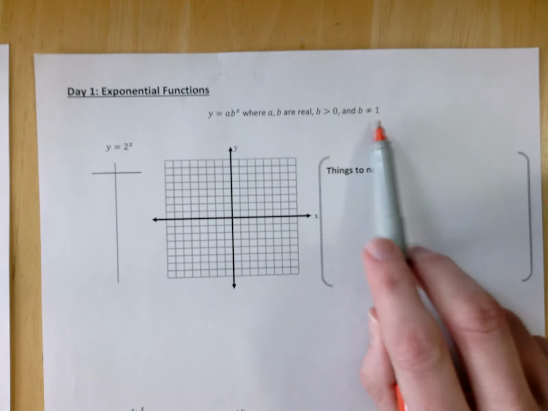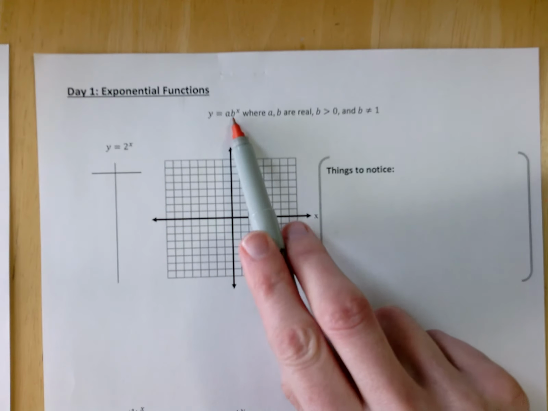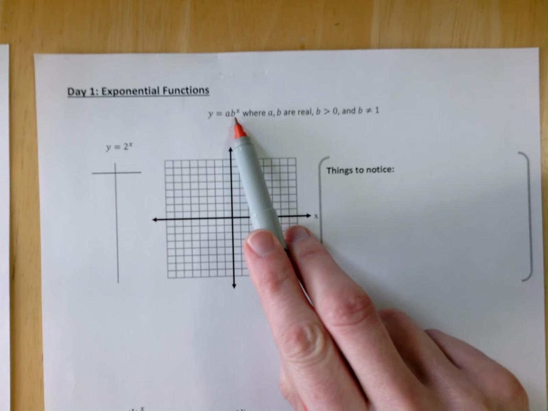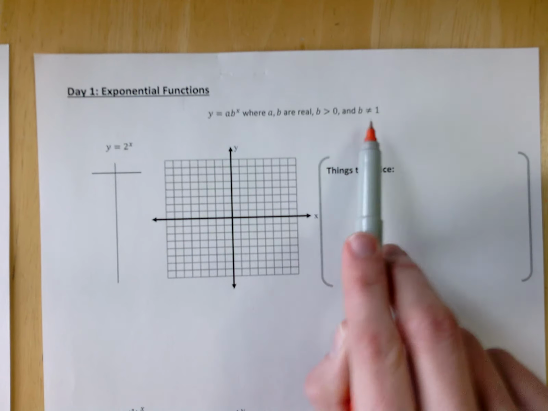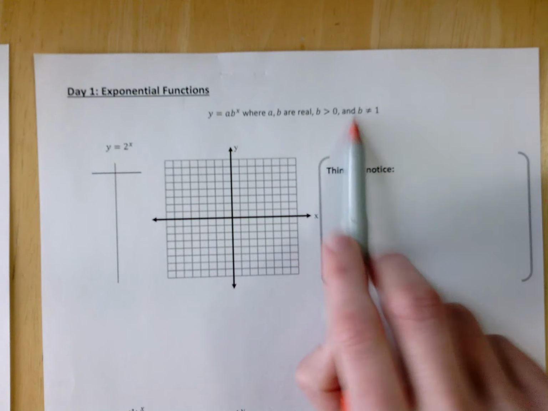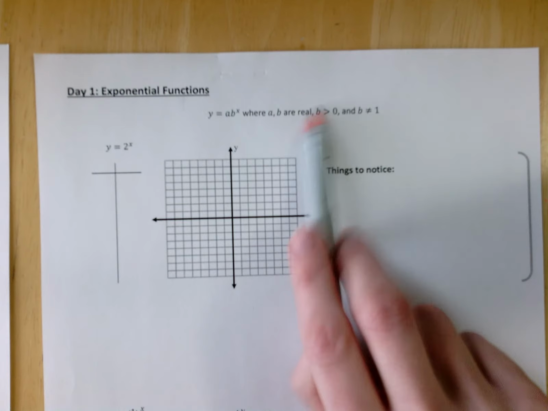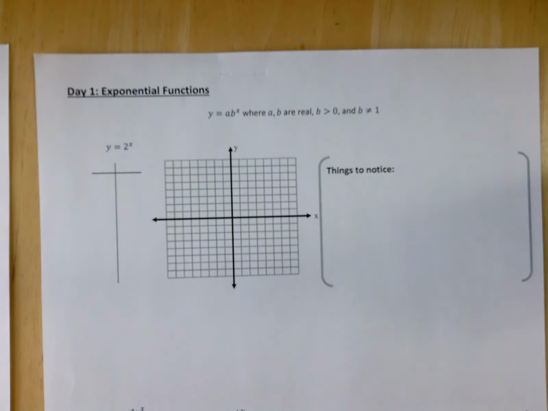b can't be 1, because if b was 1, this would be trivial, right? 1 raised to a whole bunch of different powers is always going to be 1. So it makes it trivial if that's the case. And a is just to adjust it, and we'll see that in a second.